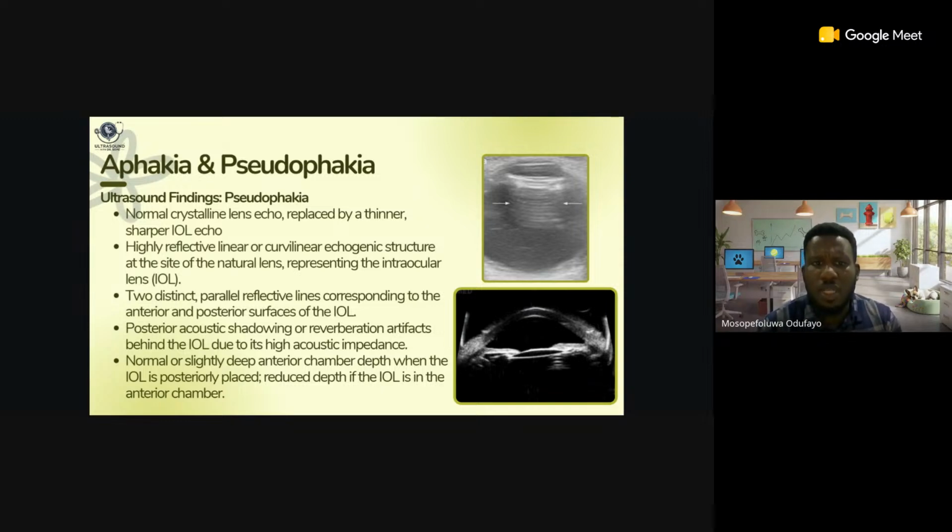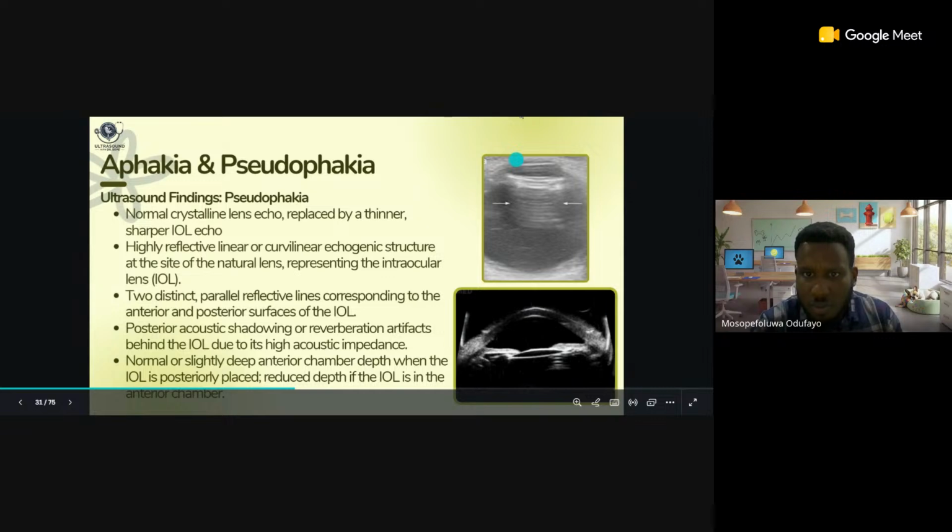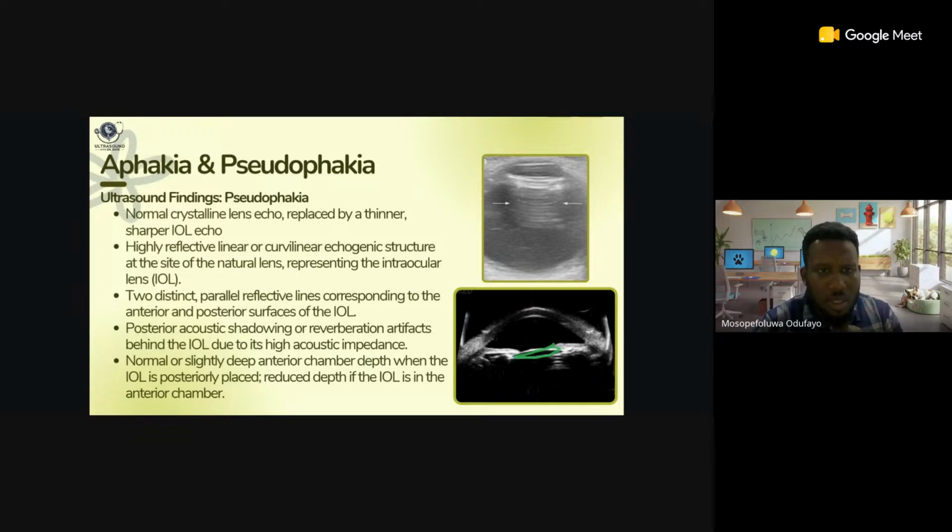Normal crystalline lens echo is being replaced by a thinner and sharper intraocular lens echo. It is usually highly reflective and flatter. Take note. So you can see highly reflective, and quite flat. Is that okay? It's a curvilinear, linear echogenic structure, sometimes curvilinear, but it's almost flat. And it is usually found at the site of the natural lens, representing the intraocular lens. You will find two distinct parallel reflective lines corresponding to the anterior and posterior surface. They might join up and down, superiorly and inferiorly.